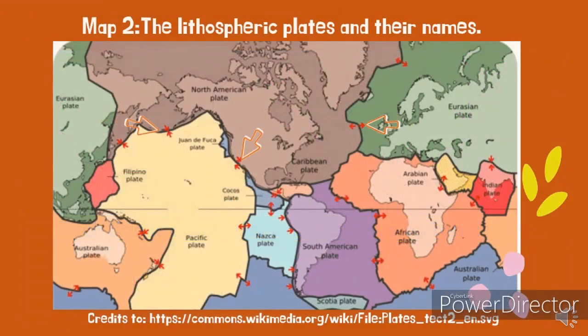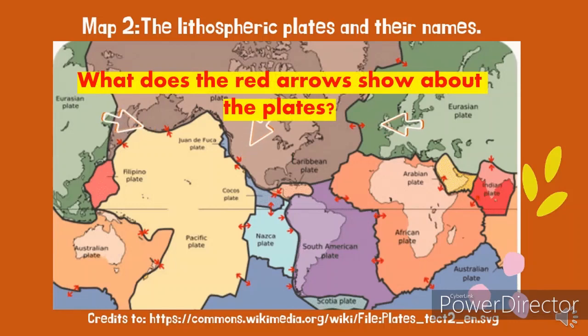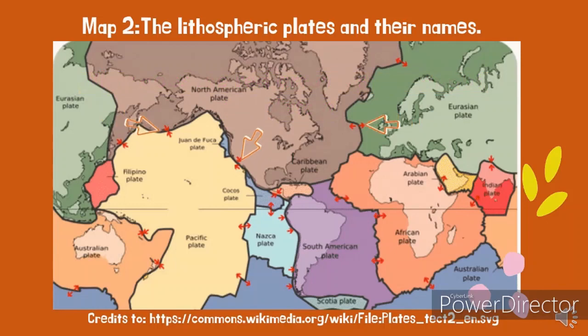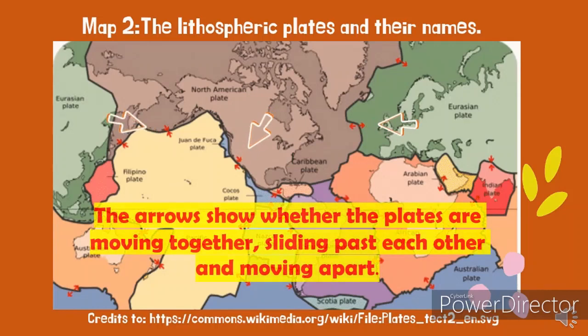Map number 2 shows the lithospheric plates and their names. What do the red arrows show about the plates? If you notice, there are small red arrows on the map, and these red arrows show whether the plates are moving together, sliding past each other, or moving apart.